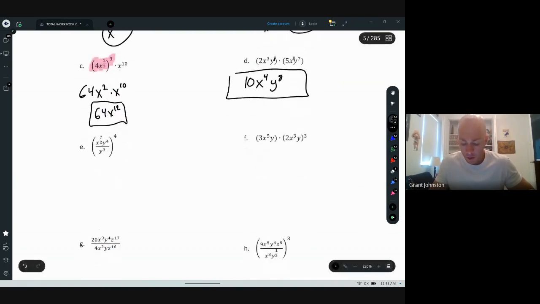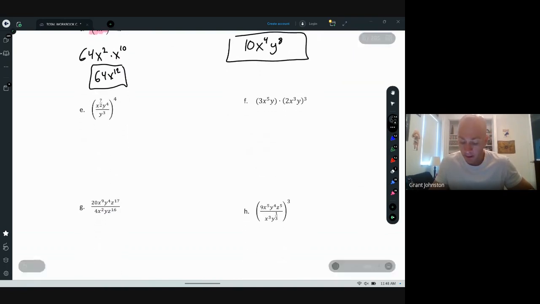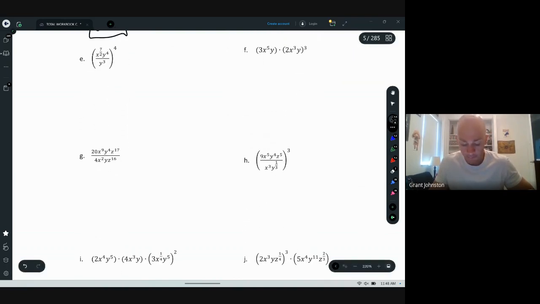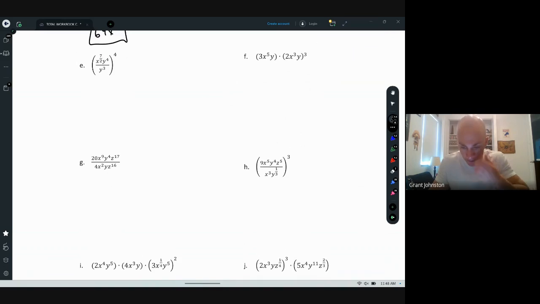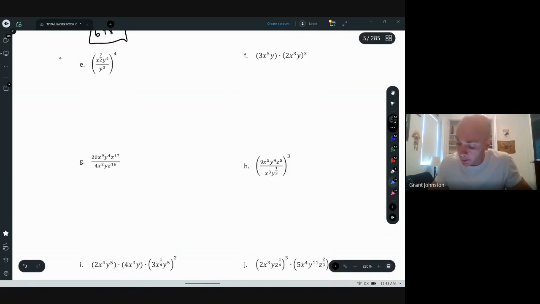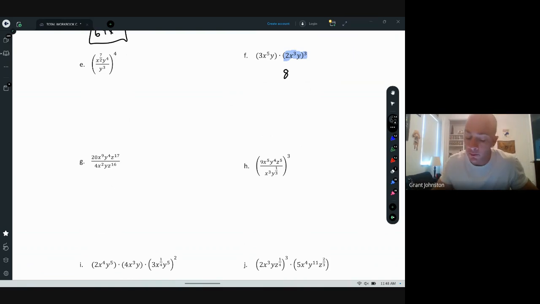Let me do a couple more difficult ones. Let me do F. The first thing I'm going to handle is here, because this is raised to the third power. So the 2 to the third would be 8. 2 times 2 times 2 is 8. This would turn into x to the 9 because 3 times 3 is 9. And this would be y to the 3.